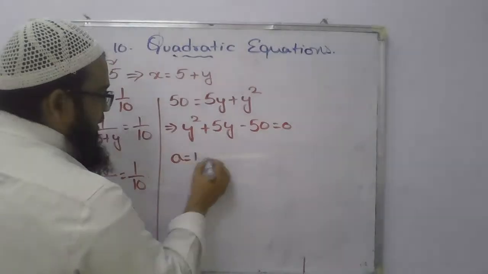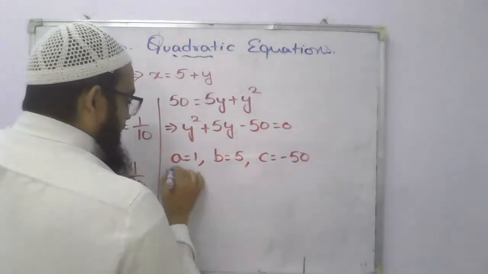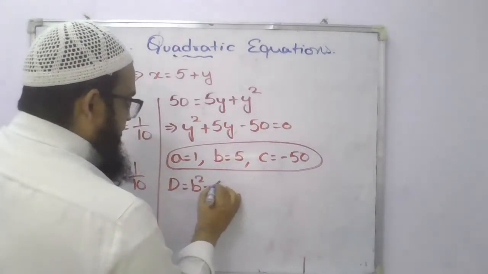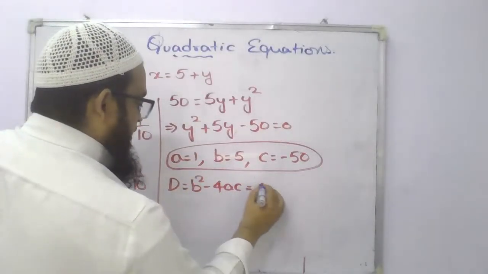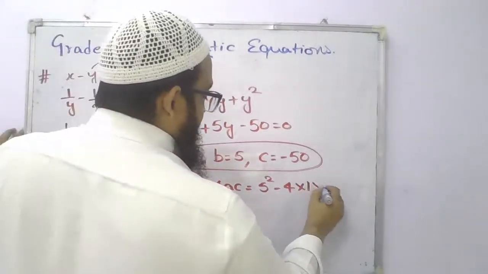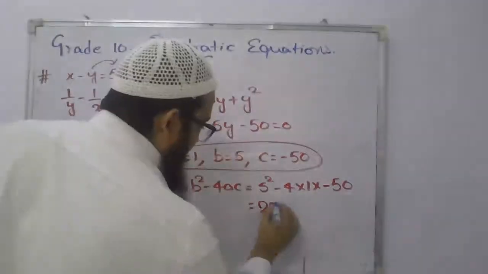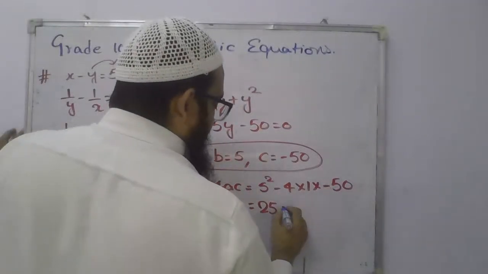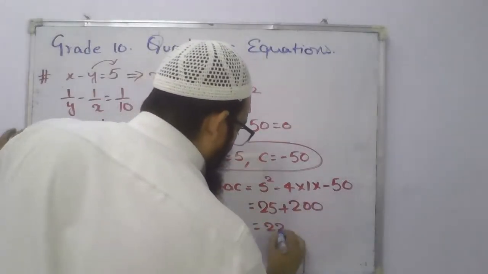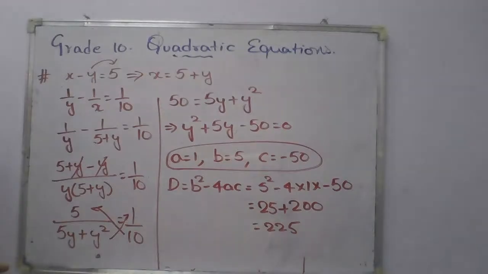So a is equal to 1, b is equal to 5, c is equal to minus 50. So first to find the discriminant, b square minus 4ac. What is b square? 5 square minus 4 times a is 1 times c is minus 50. That is equal to 5 square is 25. Minus into minus plus 4 5s are 200. That is equal to 225. Okay, you got discriminant is equal to 225.